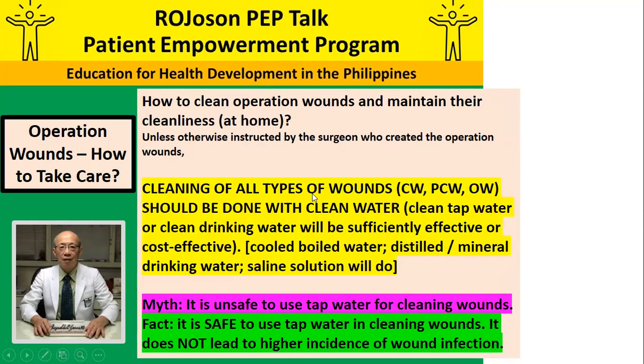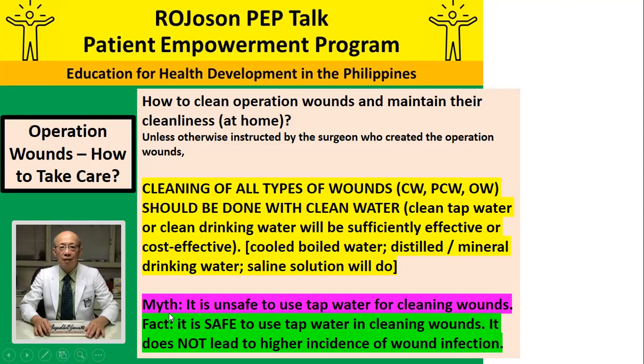Cleaning of all types of wounds should be done with clean water. So clean tap water or clean drinking water will be sufficiently effective and cost-effective. You can also use cool boiled water, distilled or mineral drinking water, and saline solution will do. Saline solution means those with salt solution. So the cleaning of wounds should be done with clean water. You don't really need to buy all those expensive cleansing agents.